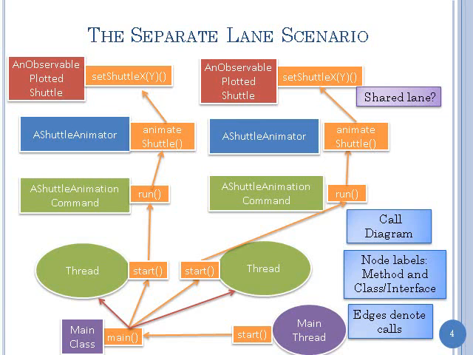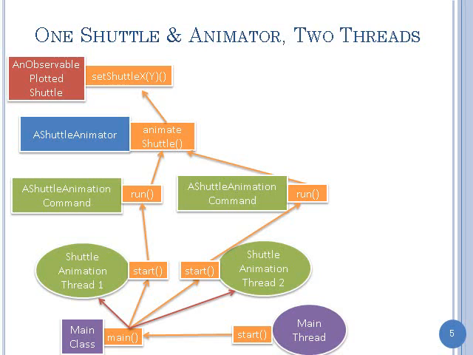If they're different shuttles, we are kind of safe. So we would be sharing the same shuttle, and let's share the same animator also. So what I've got now is two threads with two different command objects, which both animate the same shuttle. There's the same animator, which references a single shuttle. And I now start both threads.